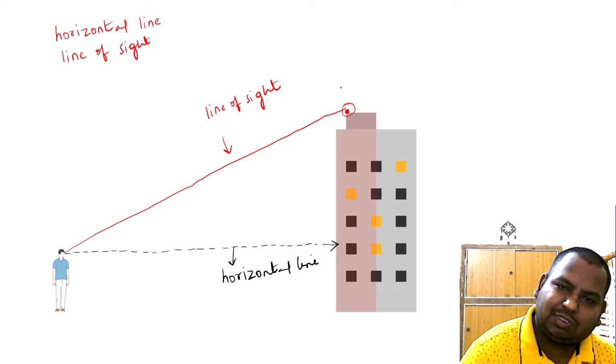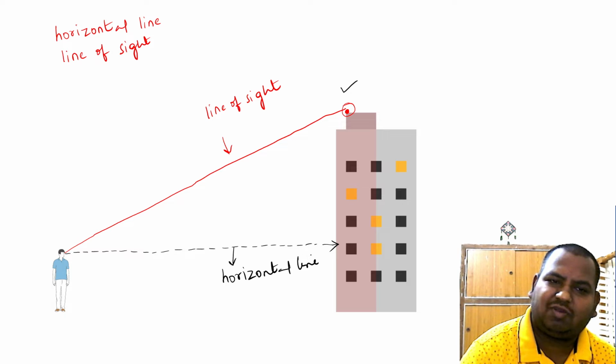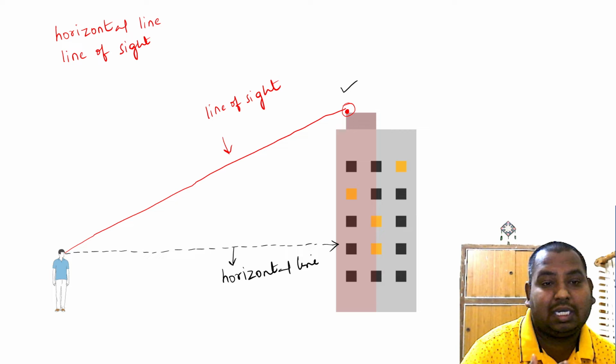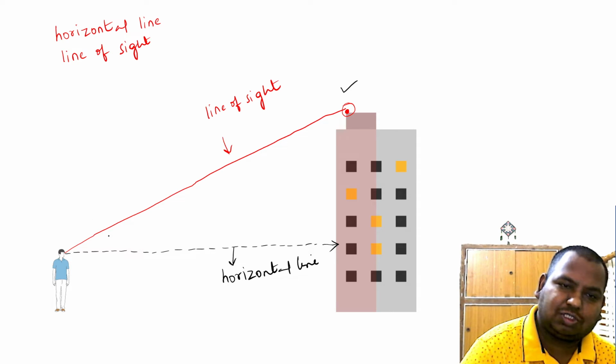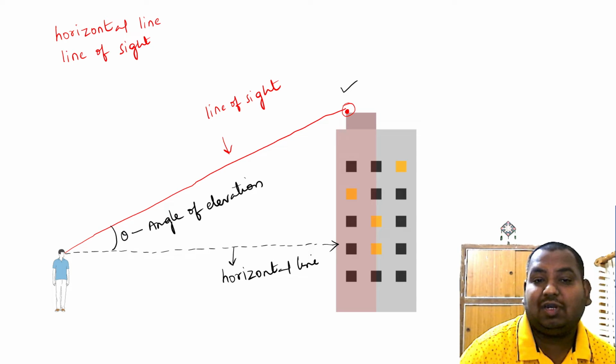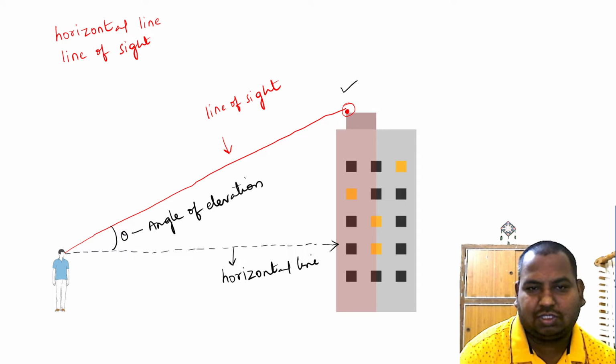The object is placed above the horizontal line. When the object is placed above the horizontal line, or when a person is looking above the horizontal line or looking up, then the angle between the line of sight and the horizontal line is called the angle of elevation. This is the angle of elevation. In case of angle of elevation, the object is above the horizontal line and the person will look up. Got it? So this is angle of elevation.